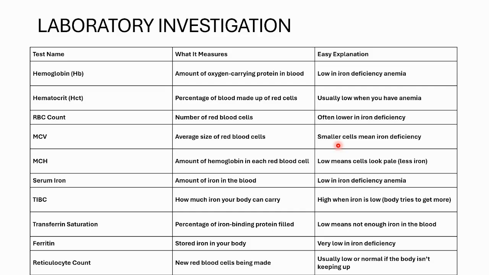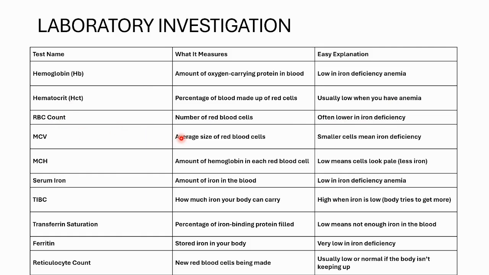Now coming to the laboratory investigation, the hemoglobin, which is the amount of oxygen carrying protein in the blood, decreases in iron deficiency anemia. Similarly, the hematocrit, which is the percentage of blood made up of red blood cells, is also lowered when you have iron deficiency anemia. Also, the RBC count is often lowered in iron deficiency anemia.